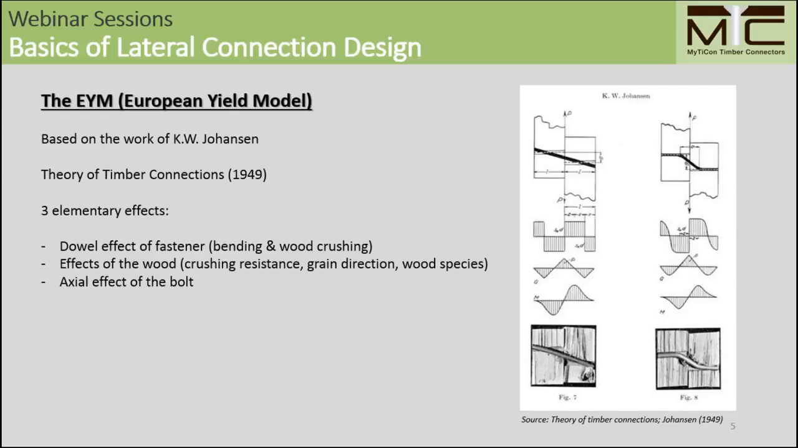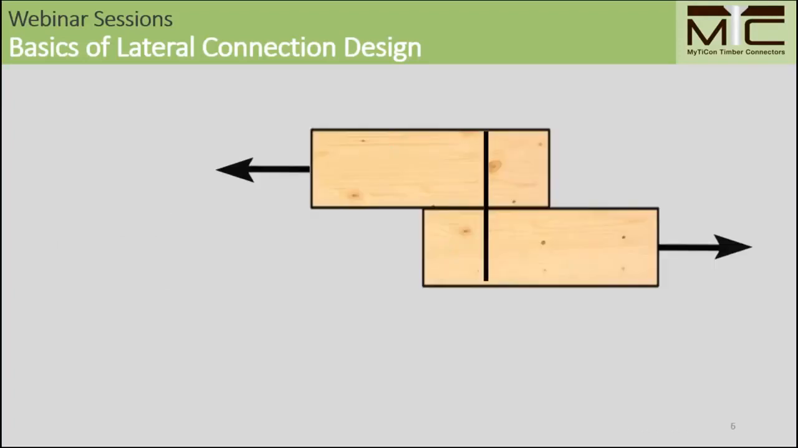Johansen found relatively quickly that it is hard to quantify the connection strength of a lateral connection just by using one formula. So he decided to split up this connection into different failure modes. One failure mode here only considers crushing effects in the side member. So we will see a linear crushing effect here in the side member.